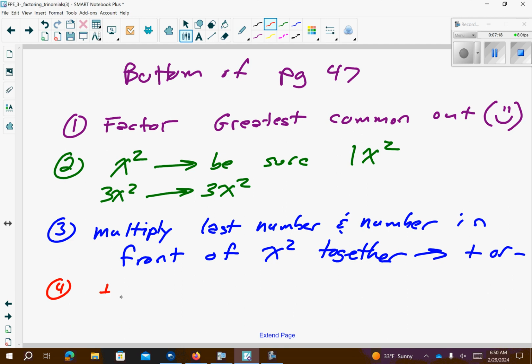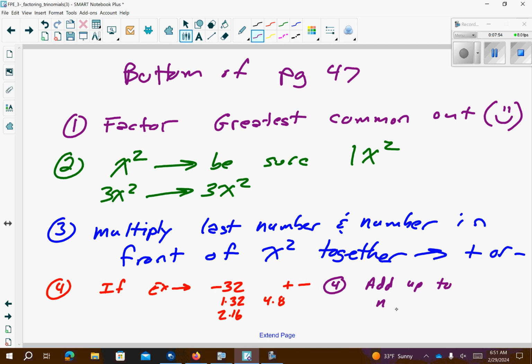Let's do an example. If it came out to negative 32 when I multiplied the first and the last numbers together, you know that you have one positive, one negative, and then list out the factors: 1 and 32, 2 and 16, 4 and 8. Those are the ways that you could multiply together. Then think of those factors that would add up to the number in front of x. That's the middle term.